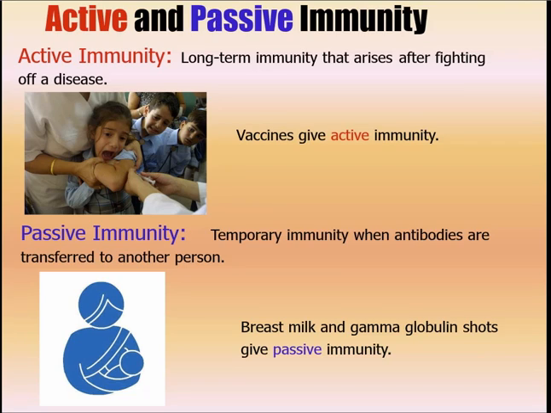I will just mention also there is such a thing as a gamma globulin shot where you can receive antibodies if you're traveling maybe to an area of the world where there are diseases, sometimes third world countries. People can get a gamma globulin shot which passes on immunity, but again, it's only temporary. That's it.